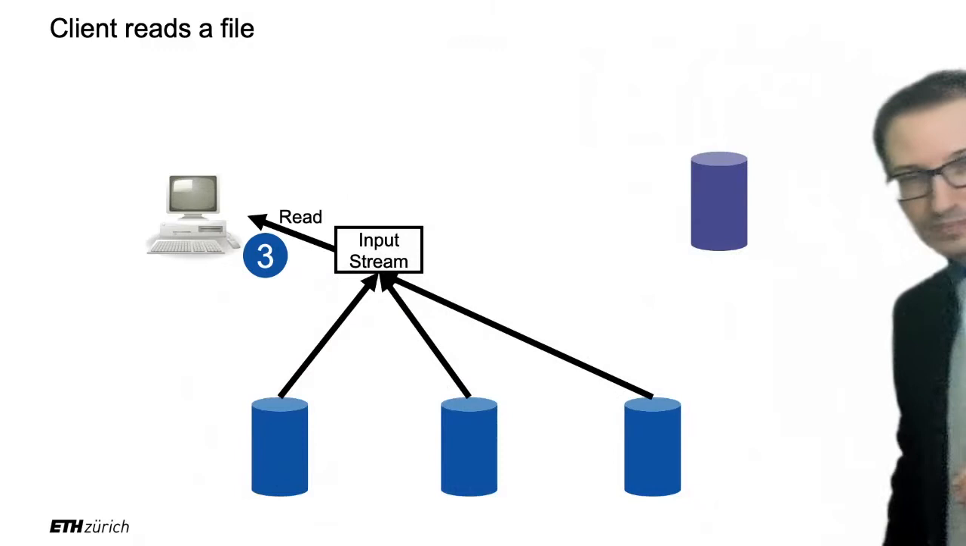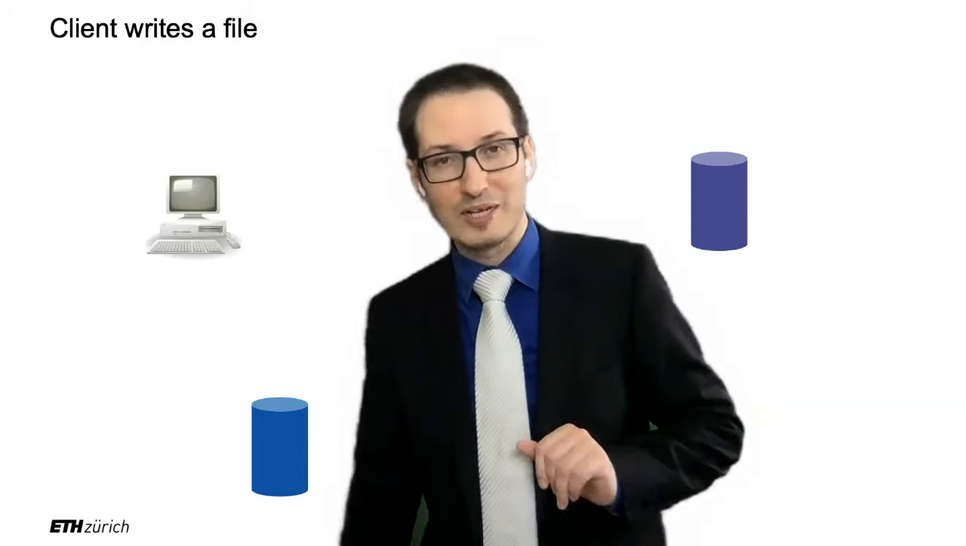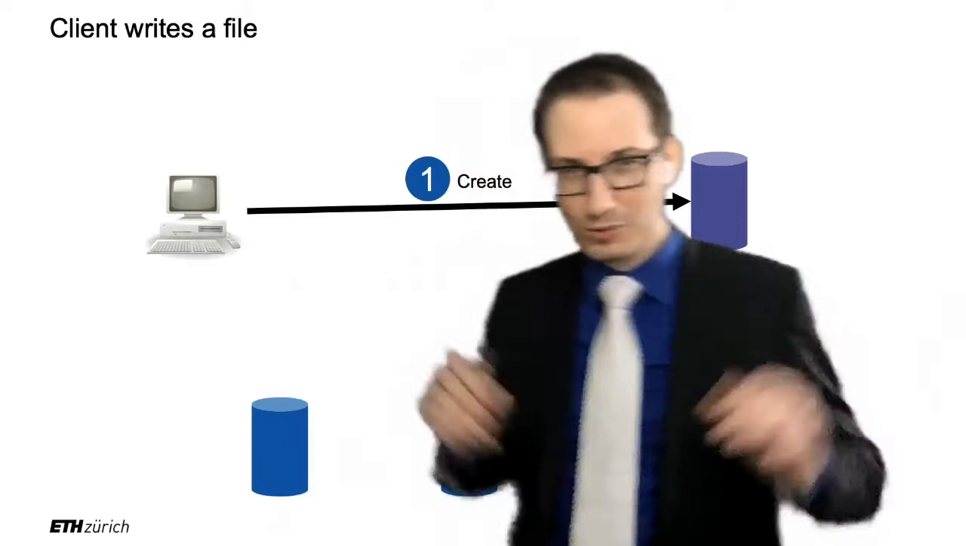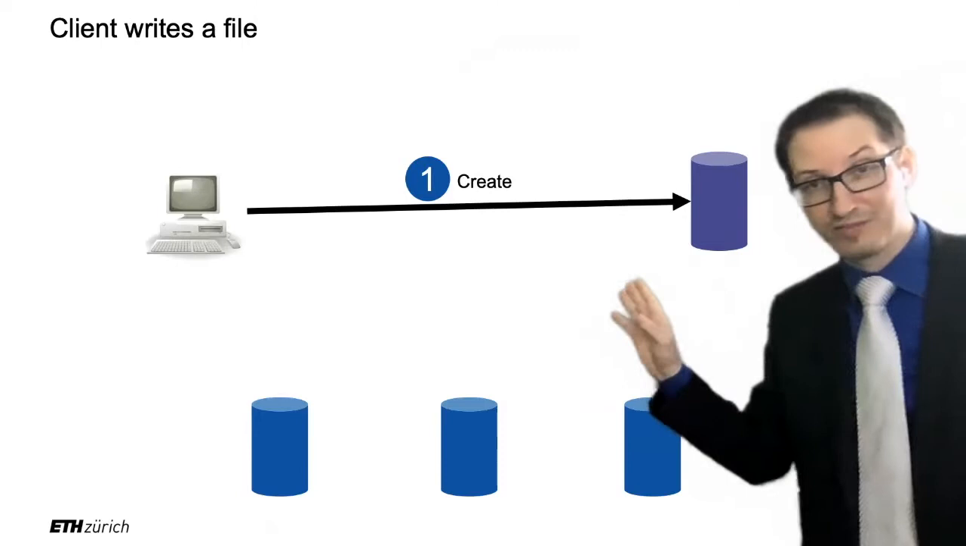If you write a file, that's slightly more complicated because the file doesn't exist yet, right? So you also need to know where to write the blocks to and so on. All right, so who do we communicate with first? Of course, the name node, as always. So we create the file. We ask the name node, please, can I create that file? And here's the path of the file. You need to create the directories to that file.